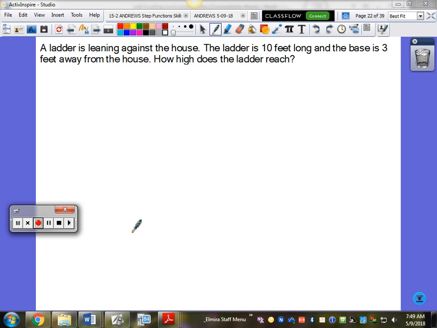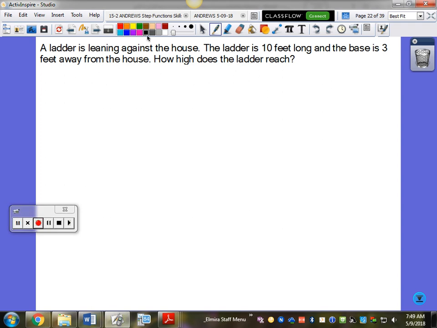We're going to skip the house problem. This is actually the last problem we're going to do in the notes, and then you can start working on the homework. A ladder is leaning against the house. The ladder is 10 feet long, and the base is 3 feet away from the house. How high does the ladder reach?